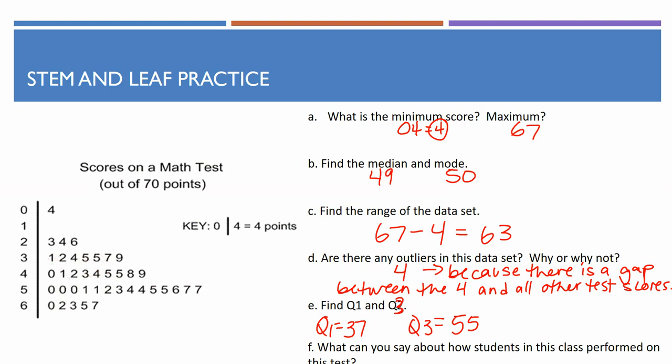But I would say something like, most of my students, what did most of my students do? This kind of jumps out to me, right? Most of my students scored in the 50s out of 70. So how did they do in the test? I would say something about that. Most of my students scored in the 50s out of 70 points, but I did have one student who didn't do so well as compared to the others.